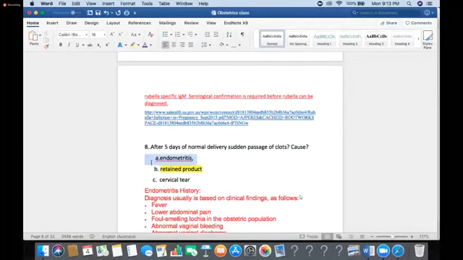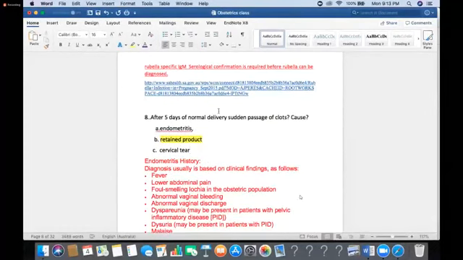So why is it not endometritis or cervical tear? Endometritis will present with high fever and abdominal pain, and none of that is mentioned. And in a cervical tear, the patient will be passing blood from the day she got delivered. But here there was sudden passage of clots after 5 days, which is very common with retained products of conception. As you said, in endometritis there will be high fever along with abdominal tenderness.